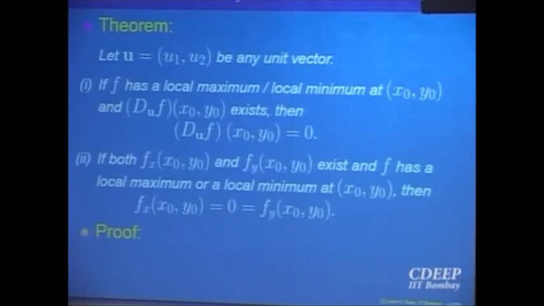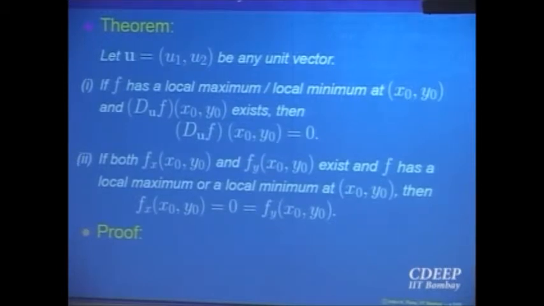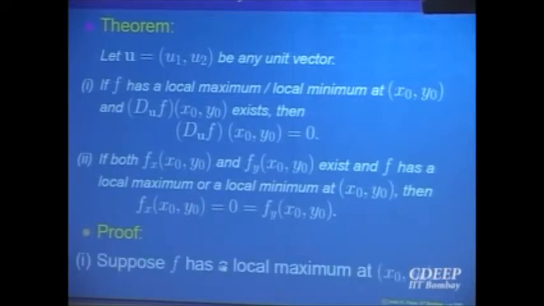So in that particular direction also the value will be largest, and when you analyze the rate of change in that direction, that should be equal to 0, by the function of one variable case. So that is essentially the idea. So let us write the proof.